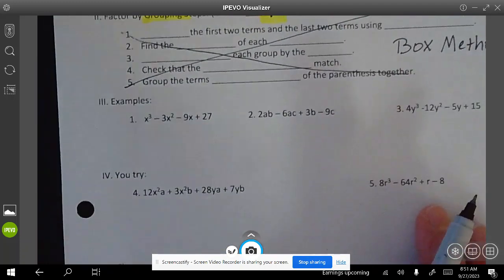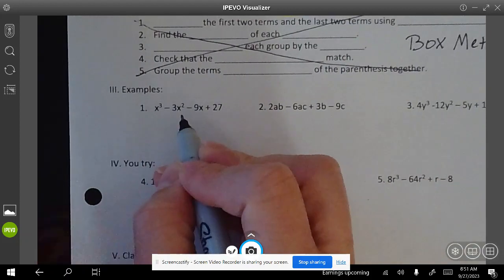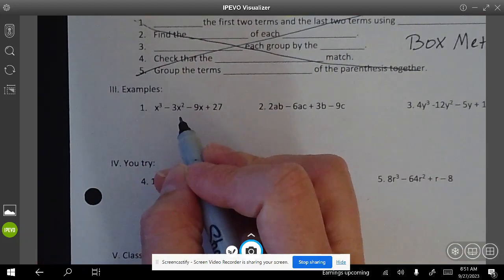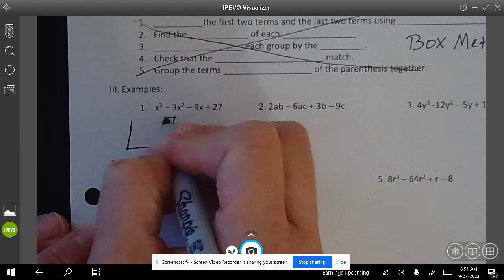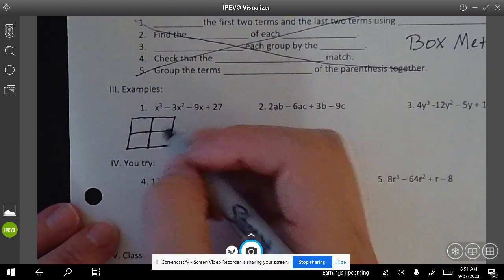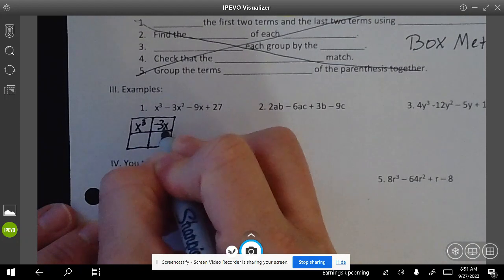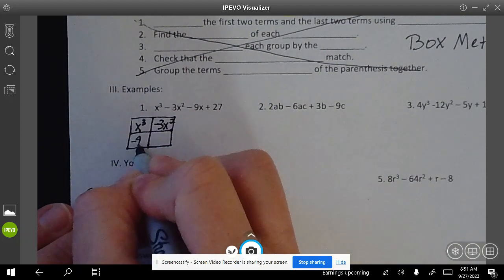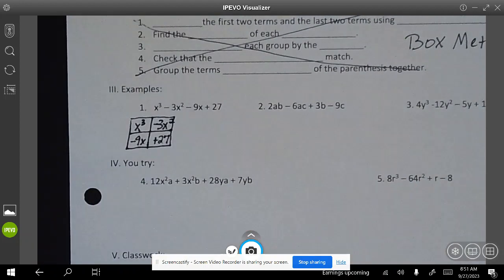If we look down here at this first example, we're going to take all of these and put them inside a box. So we're going to draw our 2 by 2 box. And then inside this box, you're going to put x cubed, negative 3x squared, negative 9x, and plus 27. It does not matter which order you put those in the box. It's going to work out the same.